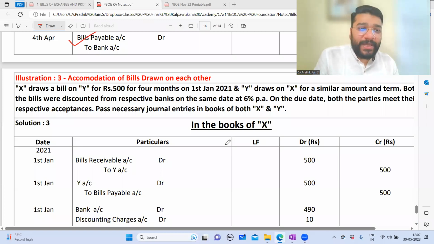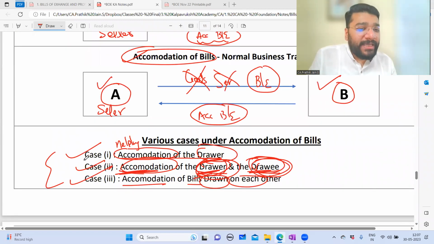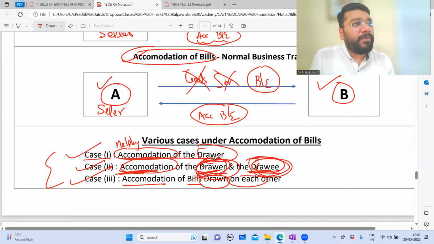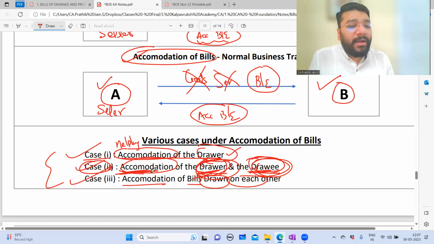So let's continue. Guys, I told you today we are going to discuss 3 cases. The first 2 cases are discussed. The first case was accommodation of the drawer. We were helping the drawer, so A drew a bill on B so that A can be helped. Then we saw case 2, where accommodation, that is helping, is done for both drawer and drawee.